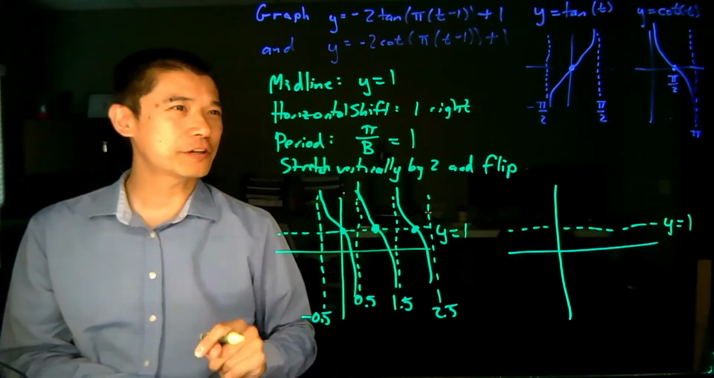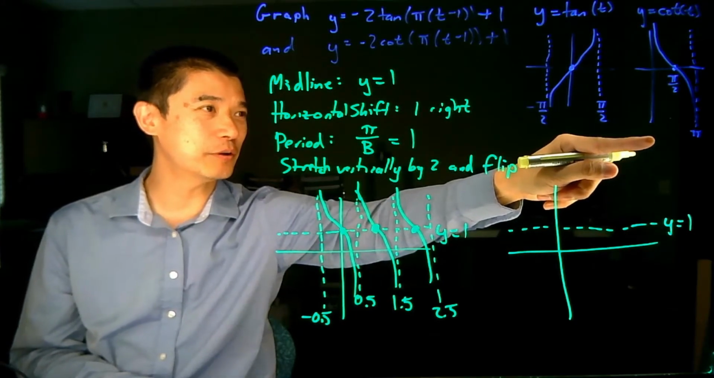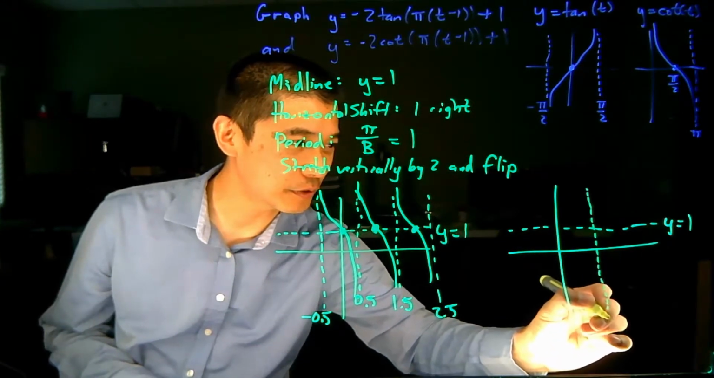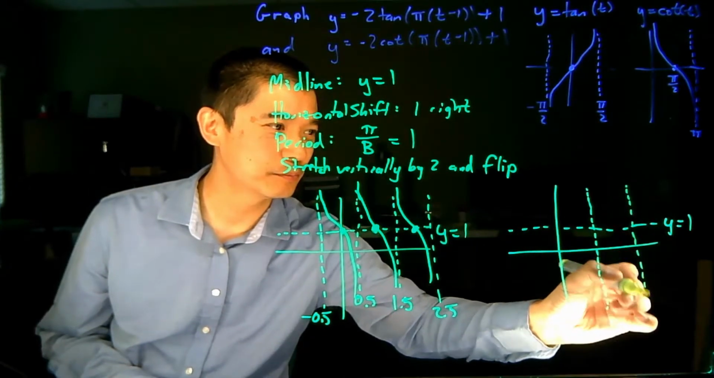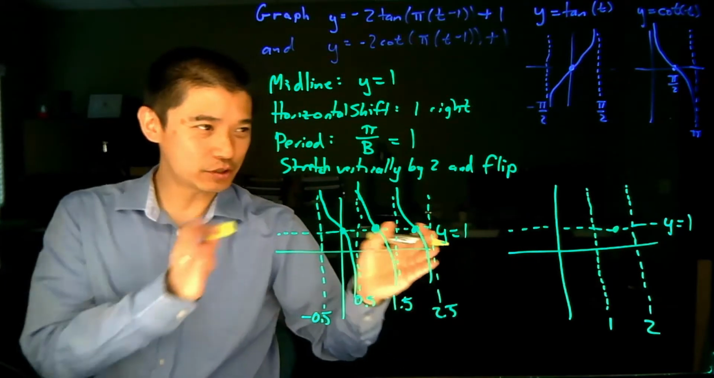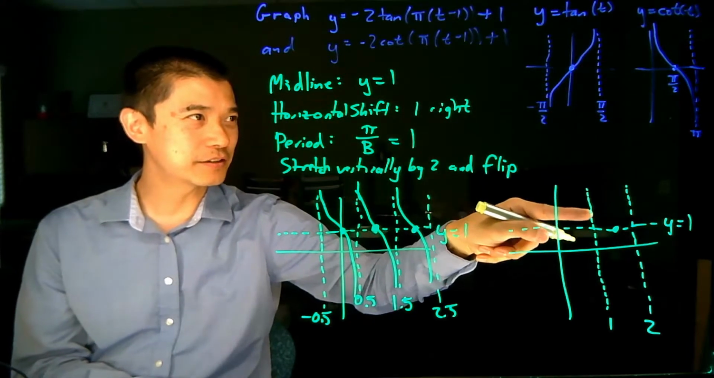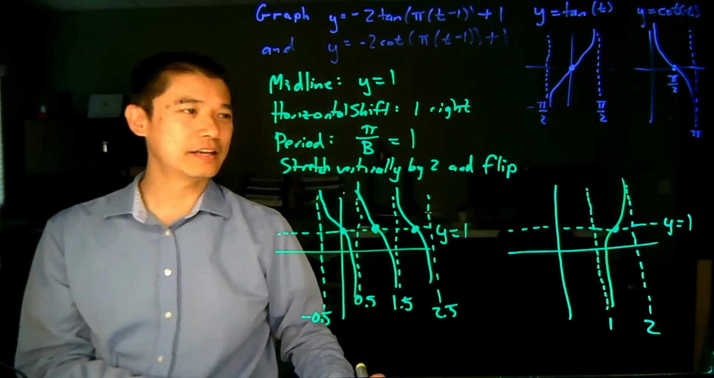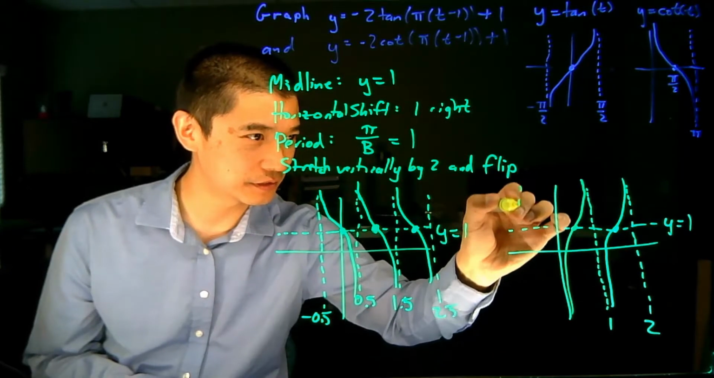What else do we have? We have a horizontal shift 1 to the right, and that corresponds to the x equals 0, which is going to be a vertical asymptote. So we have a vertical asymptote at x equals 1. The period is 1, so the next vertical asymptote will be at 2. And we know that it's going to go through the midline in between those two asymptotes. And in this case, when you flip this vertically, it's going to be an increasing function, so it's going to go up like that. And then, of course, we can use our periodicity to get the repeats of this function.